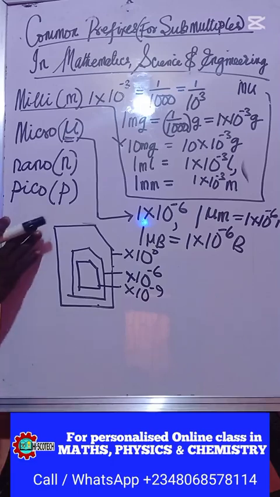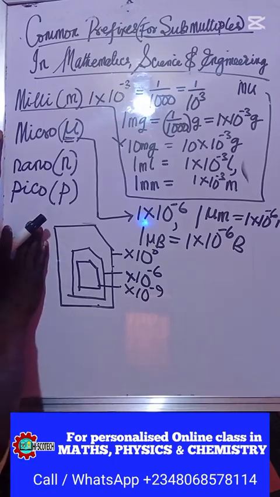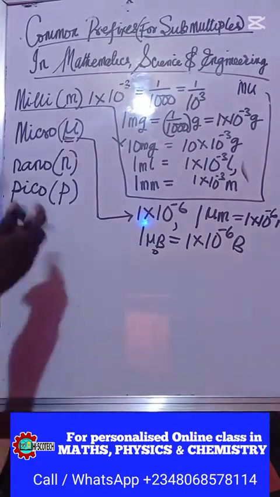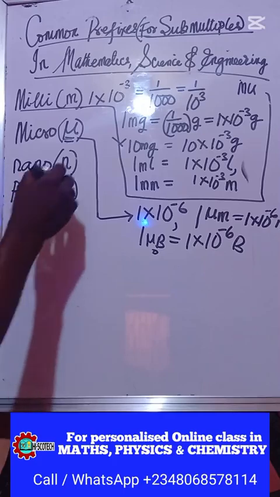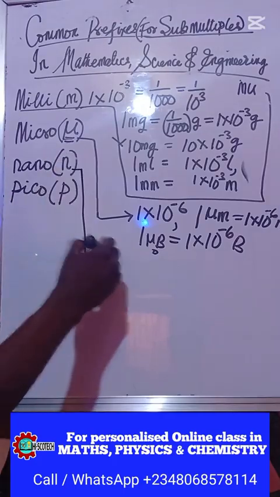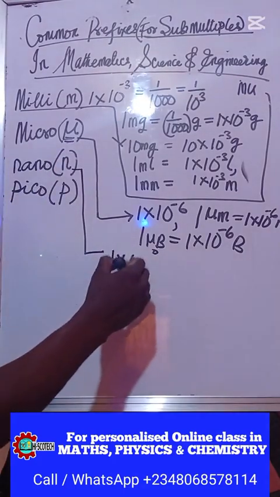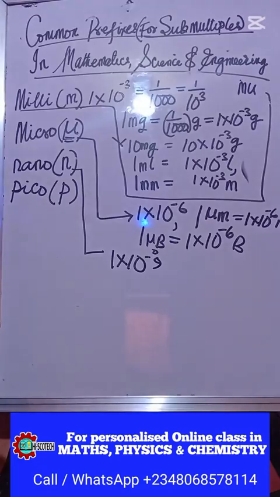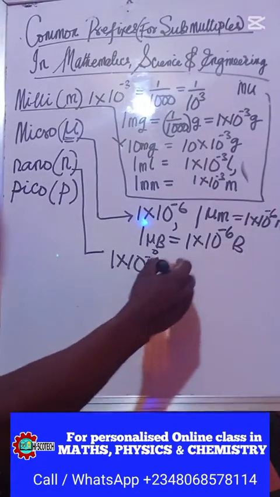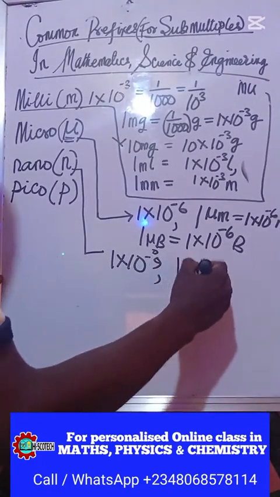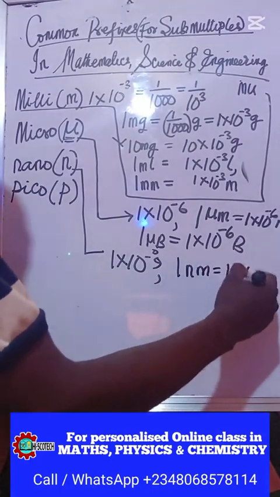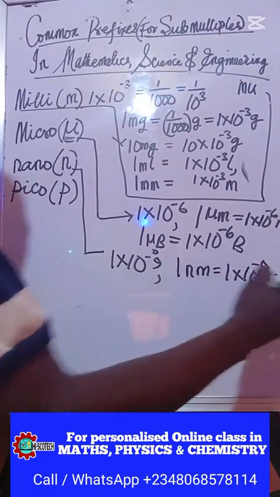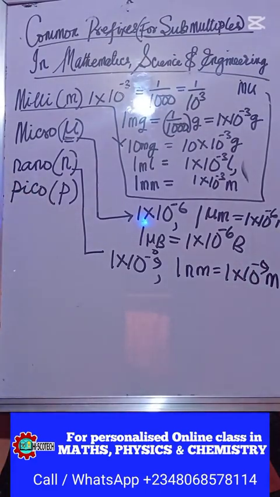All right, sorry, I have to clean this so that we can go on with the next. Next, we have pico. Sorry, nano. Nano is 1 times 10 raised to the power minus 9. Nano, nanometer. 1 nanometer is equal to 1 times 10 raised to the power minus 9 meters.